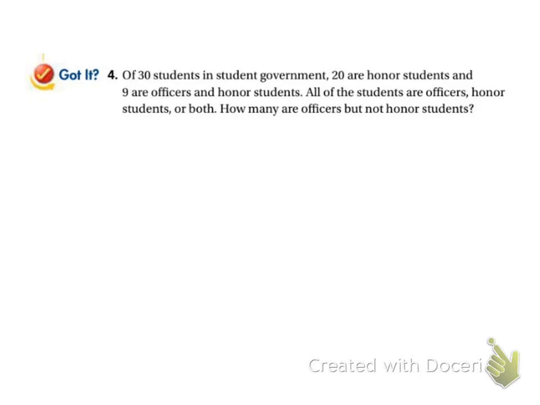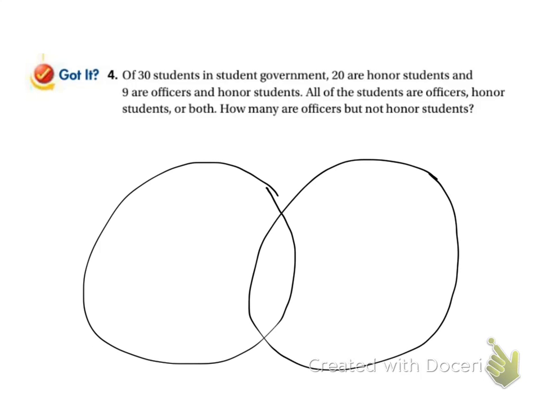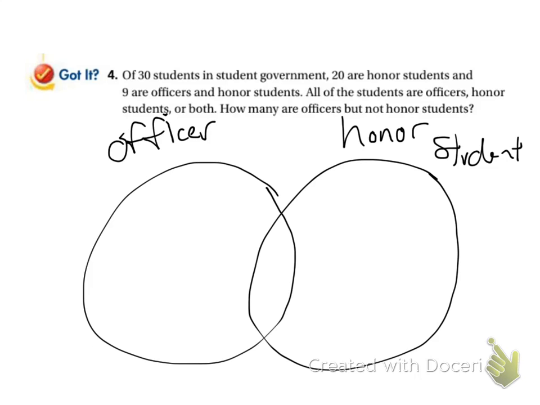Of 30 students in student government, 20 are honor students and 9 are officers and honor students. All of the students are officers, honor students, or both. So your options are you can be an officer, you can be an honor student, or you can be both. So I'm going to make my Venn diagram with just 2 circles. This is if you're an officer. This is if you're an honor student. In the middle is where it goes both. We're told that 9 students are officers and honor students. So 9 goes in there.